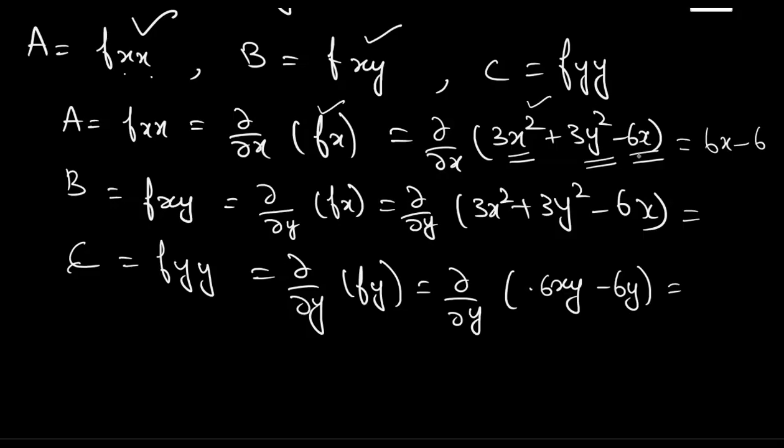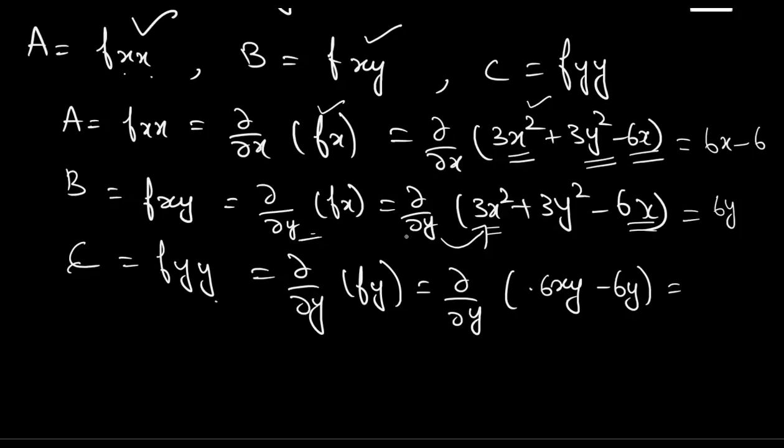If I differentiate this, you can write it anyway. Fxy and fyx is same for this problem. So del by del y of 3x square is 0 for the first term, because with respect to y means the x term is constant. 3y square is 6y. Again, this is with respect to x, 0. The mixed partial derivatives are equal, so you can do it the other way also. Del by del x of fy also you can do. You'll get the same answer.